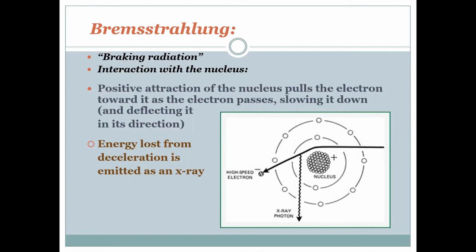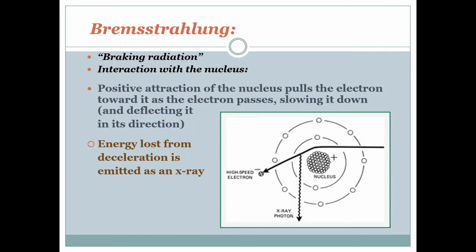So go back to the law of conservation of energy. The positive attraction of the nucleus pulls the electron toward it as the electron is passing by the nucleus, slowing it down and deflecting it in its direction.